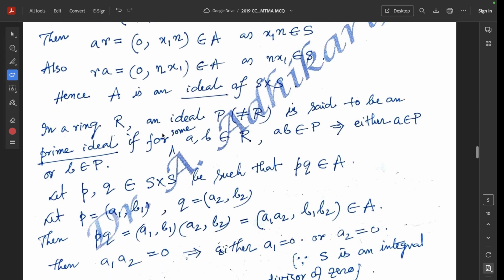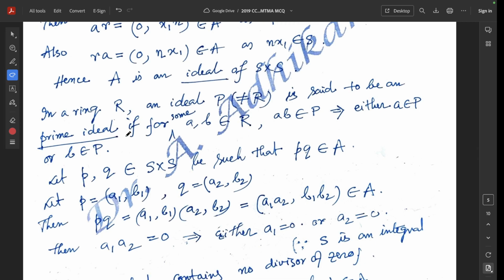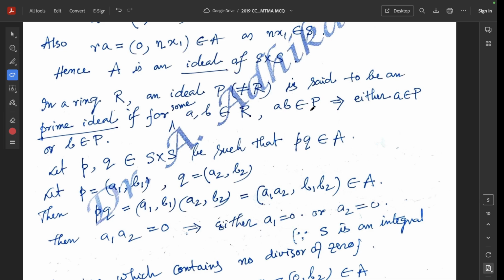In a ring, an ideal P not equal to R is said to be a prime ideal if for some a, b belongs to R, a into b belongs to P implies either a belongs to P or b belongs to P. Then this ideal P is called a prime ideal.